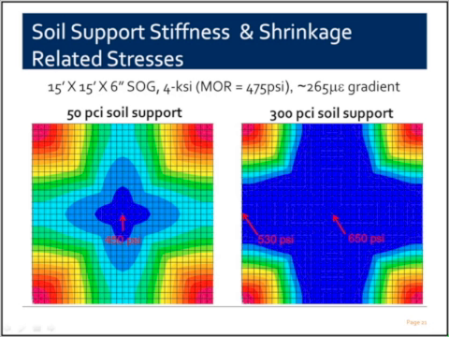But what I'm trying to illustrate is, as the soil support system stiffens, the stresses induced on the slab increase for a given amount of shrinkage. Note that for this hypothetical slab, the stresses induced on the stiff soil supported slab are larger than the modulus of rupture of the concrete, which is about 475 psi. And we're getting stresses as high as 650 psi. And there is potential to crack this slab just due to shrinkage and the slab's own weight.